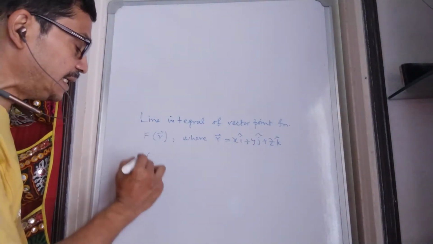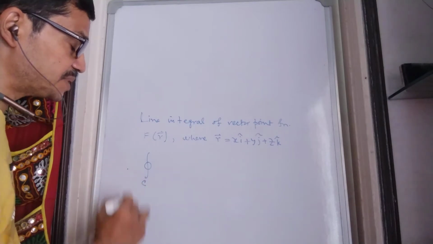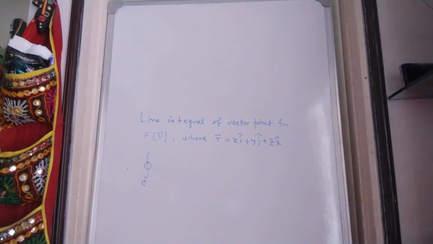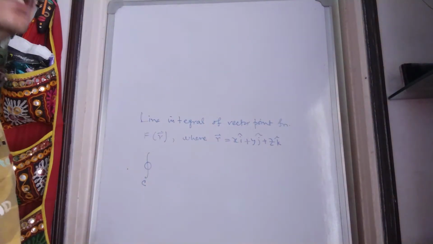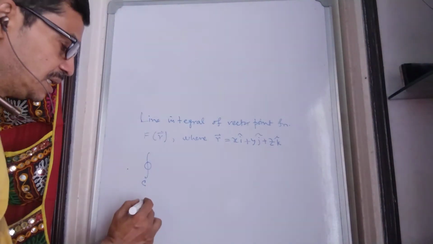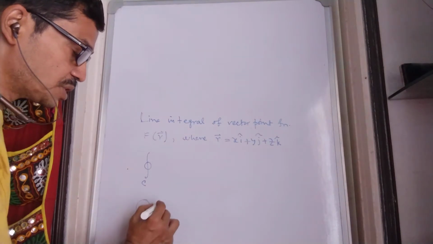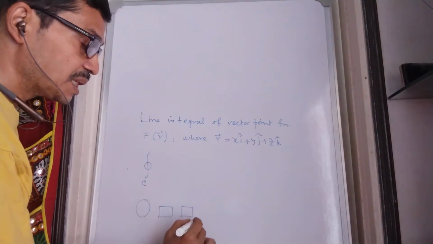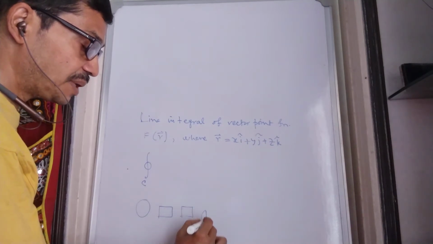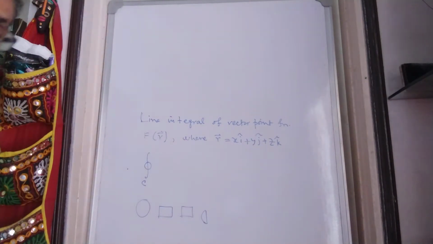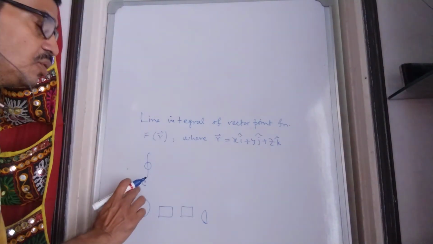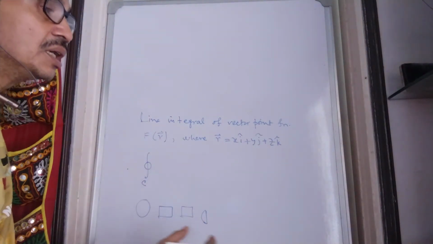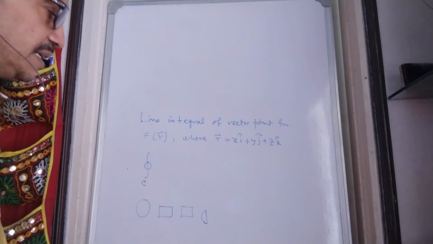So the line integral over a closed simple curve C. Simple curve means which is continuous and which does not cross itself or overlap. In that sense, a circle is a closed curve, a rectangle is a closed curve, a square is a closed curve. These types of curves, semicircles and all that, are also closed curves. So, a simple closed curve. Simple means which does not intersect or cross itself.